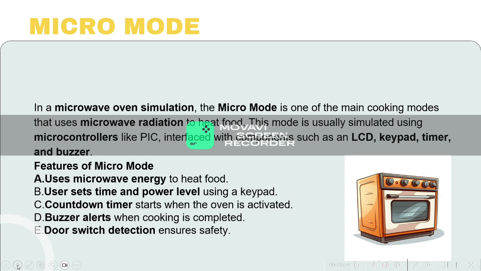Micro mode. In a microwave oven simulation, the micro mode is one of the main cooking modes that uses microwave radiation to heat food. This mode is usually simulated using microcontrollers like PIC, interfaced with components such as LCD, keypad, timer, and buzzer. Features of micro mode are as follows. It uses microwave energy to heat food, sets time and power level using the keypad, a countdown timer starts when the oven is activated, a buzzer alerts when cooking is completed, and door switch detection ensures safety. There are many more features for micro mode.